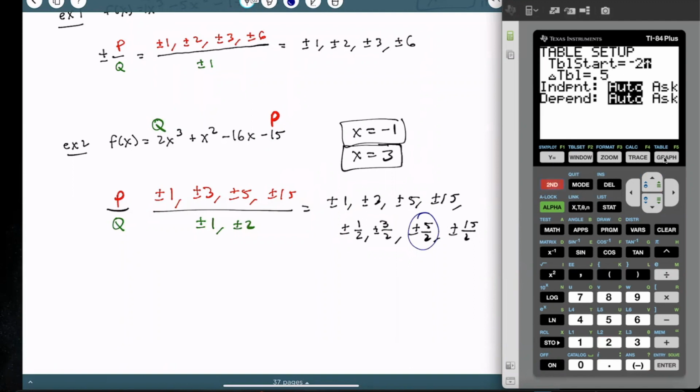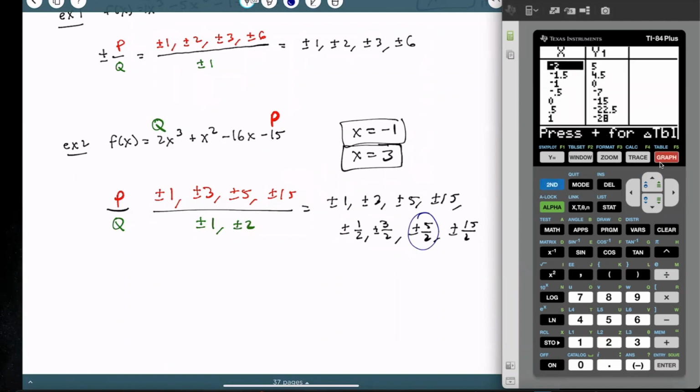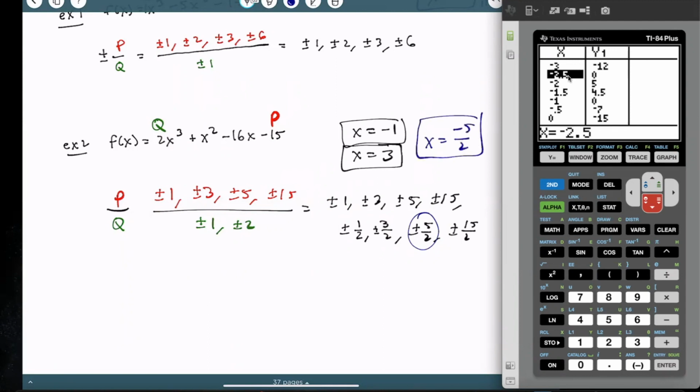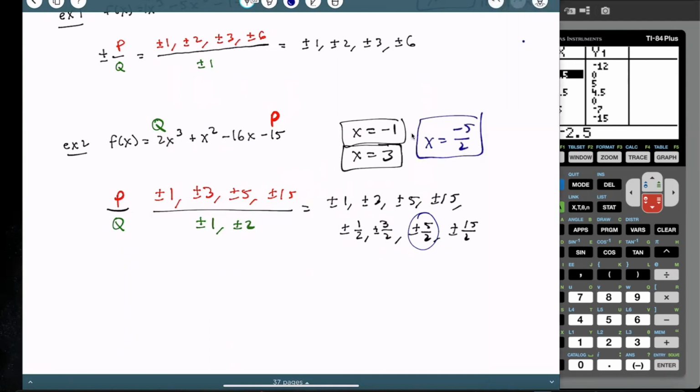So if I go back to my table here, now it's going by 0.5, and there's a -1. It does look like -2.5 is one of your roots. And once again, you could do second trace zero, but negative, so that's -5 halves. So all 3 roots here are indeed rational. Those would be the 3 roots. Okay, so our list does include all of the roots. If they're not irrational or imaginary, they would have to be in this list, is what this theorem tells me.